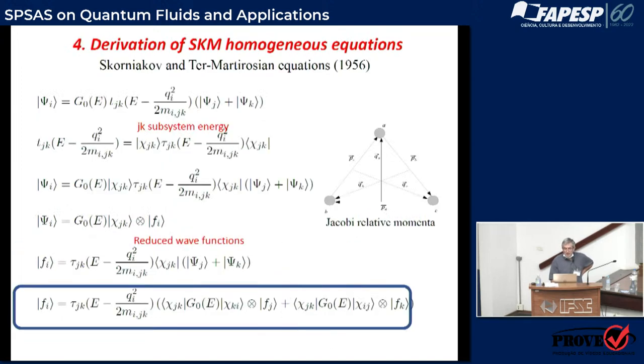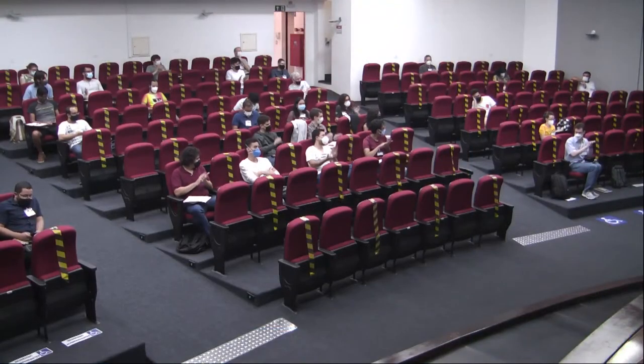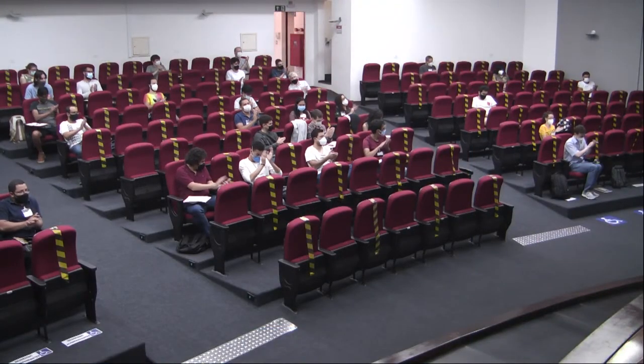Okay, maybe I will stop here. We started a little bit, some minutes, I will stop here, and then in the afternoon I will give you the Skorniakov and Ter-Martirosian equation and the very rich physics that this old equation can give you. Okay, so open to questions. Thank you.